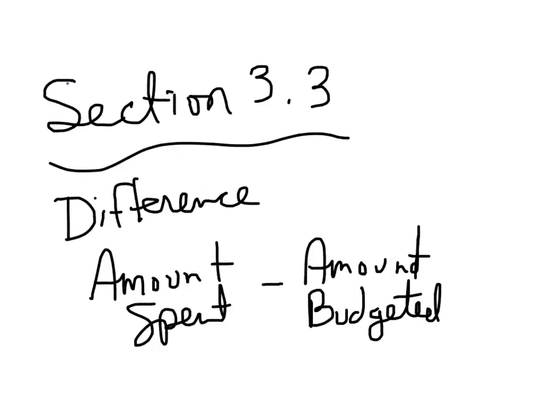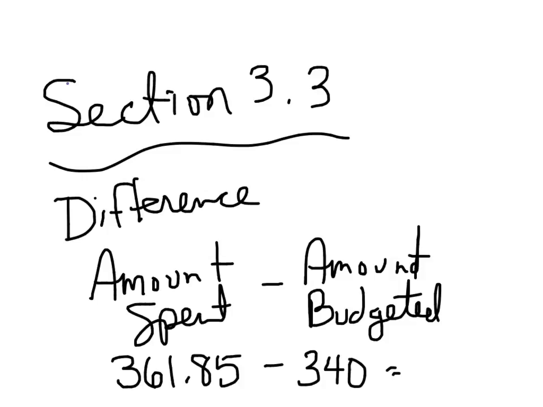Frank and Minnie Zorn have always kept accurate records of their expenditures. At the end of March, they prepared an expense summary. They had planned to spend $340 on groceries, but actually spent $361.85. How much more or less did they spend? So they spent $361.85. They budgeted $340. When you subtract those two numbers, 361.85 minus 340, you get $21.85.